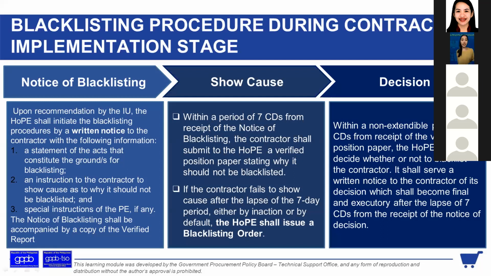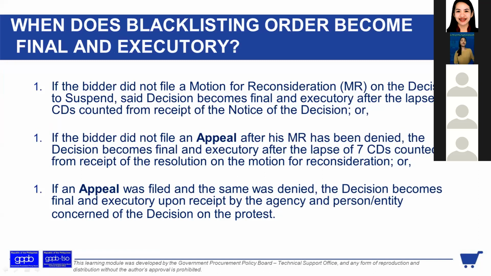So, when does the blacklisting order become final and executory? After the lapse of 7 days from the issuance of the notice from the Hope. If the bidder did not file a motion for reconsideration sa decision ng Hope, 7 calendar days. If the bidder decides to file a motion for reconsideration, then after ng decision ng Hope, saka magkaka-count yung 7 calendar days. It depends kung may appeal or wala. Sa case ng LGU, since you're all LGUs here, walang appellate authority after ng Hope.